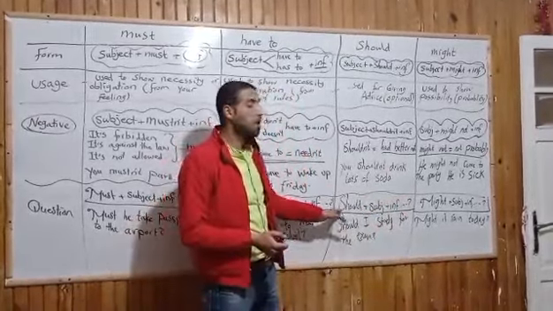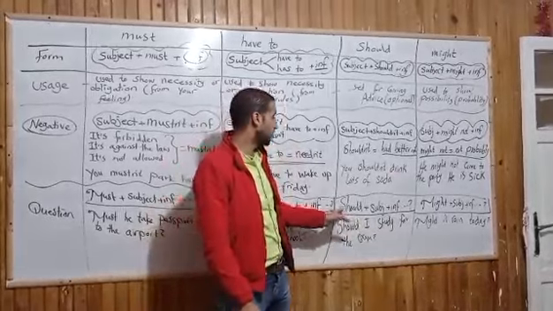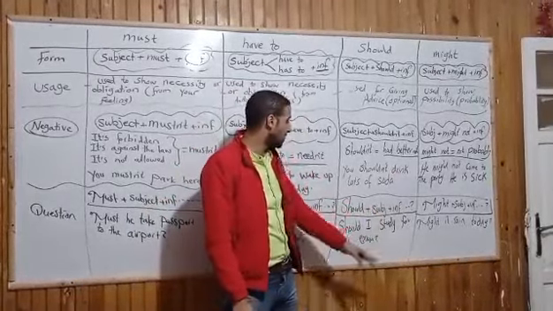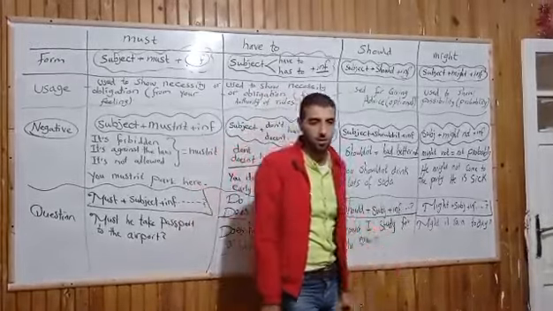In order to make a question, we apply the scissors rule, making should plus subject plus the verb infinitive. Should I study for the exam? Of course, the answer would be yes, you should.